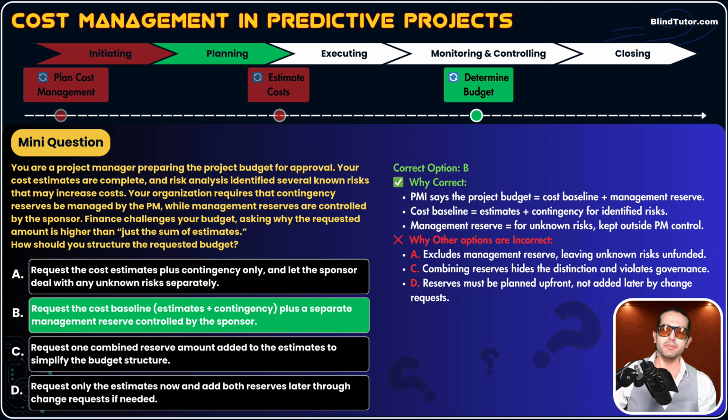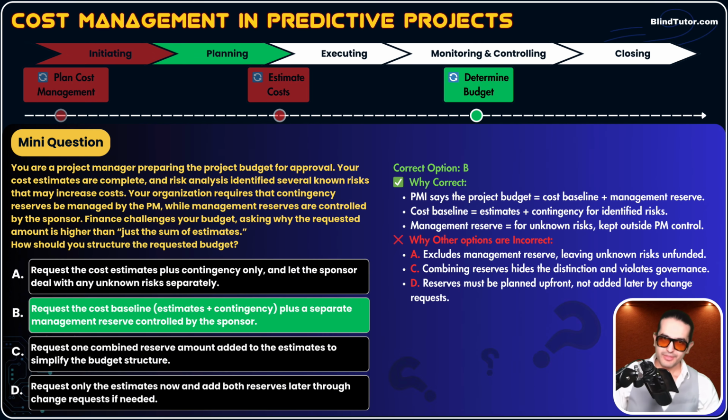Guys, reserves must be planned up front, not added later by change requests. That's why we are in planning phase. Look up there, we're in planning phase. Right now we are talking about management reserve and contingency reserve. So we need to add these two reserves as early as possible, not later.